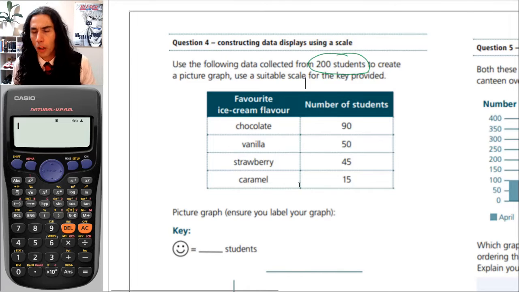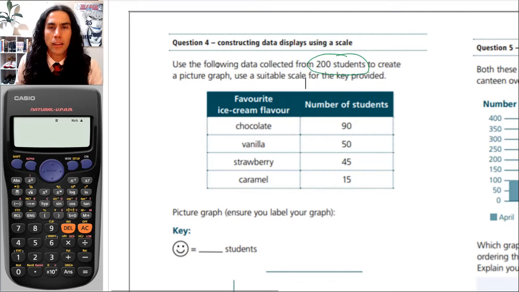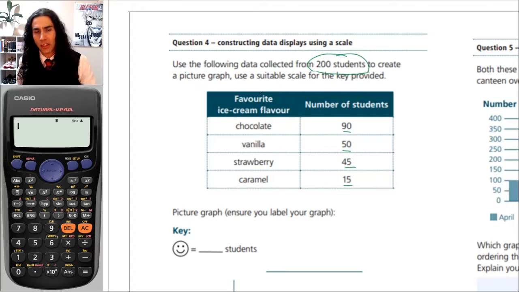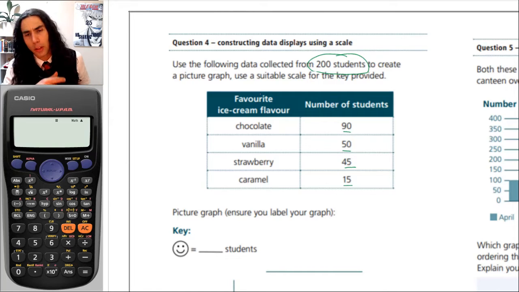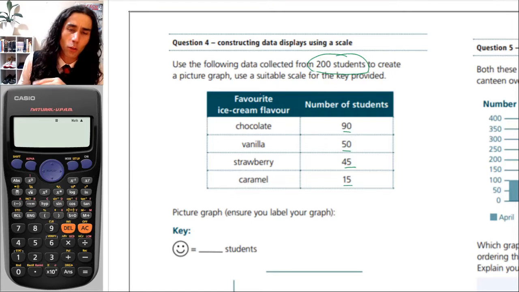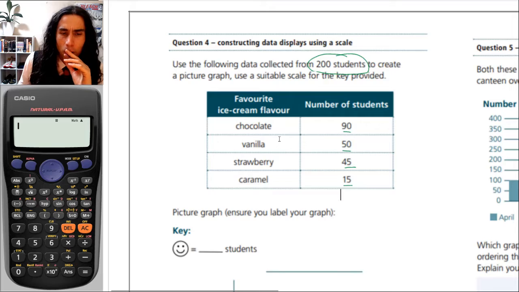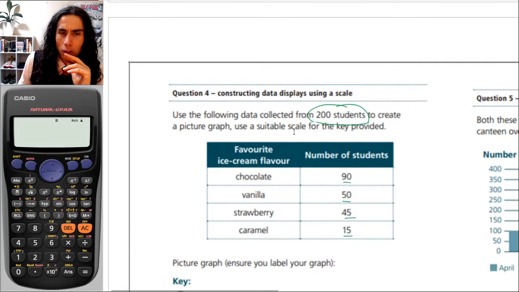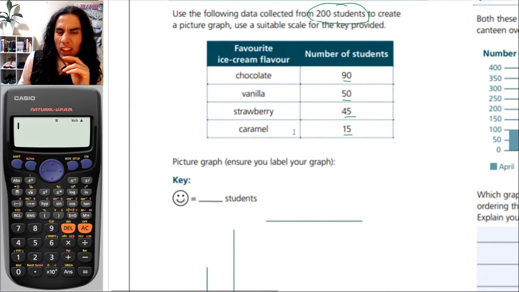So 200 students and favorite ice cream flavor. 90 liked chocolate, 50 liked vanilla, 45 strawberry, 15 caramel. If you add those up, 90 plus 50 is 140, plus 45, 185, plus 15, 200. So that's good. They all add up. So we're going to do a graph. A pictograph here, which they just call a picture graph.